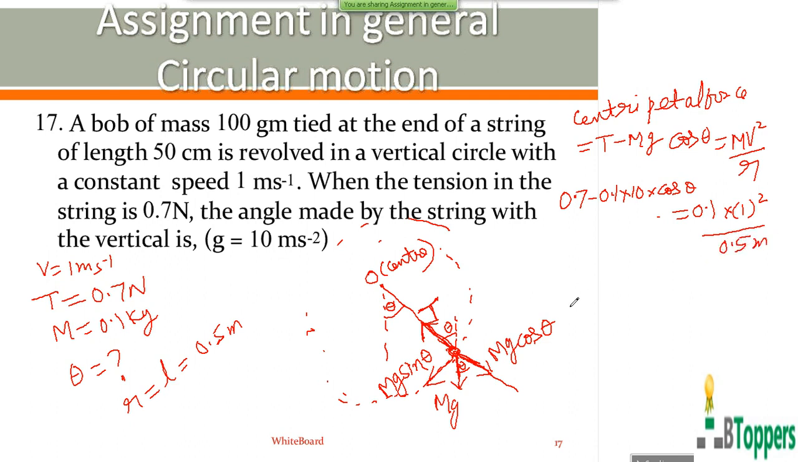So this you can simplify it further. So you get 0.7 minus cos theta equal to 0.2. Simplify this further. You get cos theta equal to 0.5 or 1 by 2, or theta equal to 60 degrees.